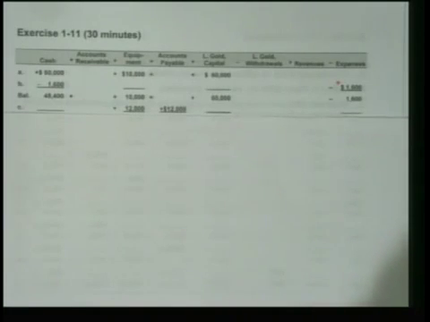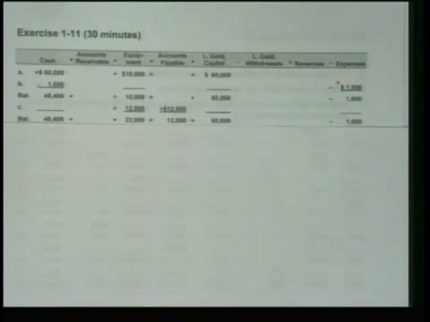Transaction C, the company purchased $12,000 of additional equipment on credit. So what is affected? Well, equipment goes up and accounts payable goes up. And then we figure out our new balances, right? Okay, any questions on transactions A through C? Please don't hesitate to ask. If you've got the question, I guarantee you there's other people do, especially at home. Okay?